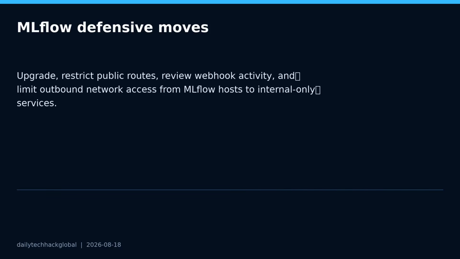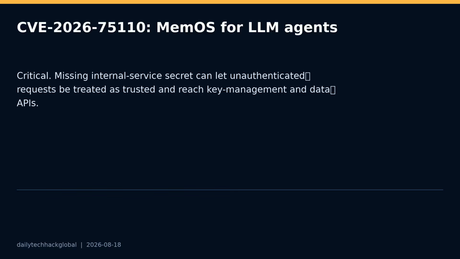Second, CVE-2026-75110 in MemOS, a memory operating system for LLMs and AI agents. NVD records critical severity, including CVSS 4.0 score 9.3 and CVSS 3.1 score 9.8. The issue appears when authentication is enabled but an internal service secret is not configured. In that state, requests can be treated as trusted internal calls and receive broad scopes.